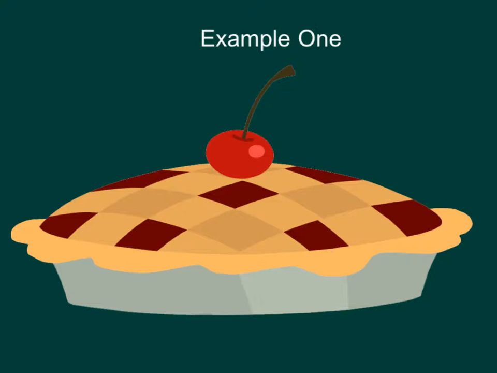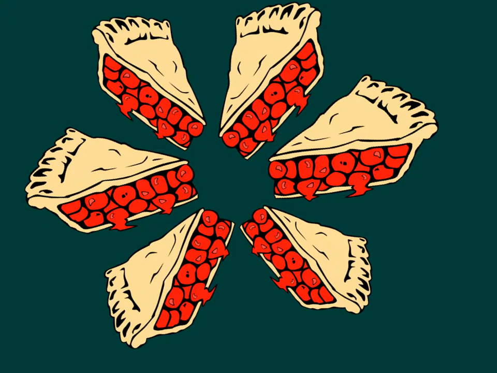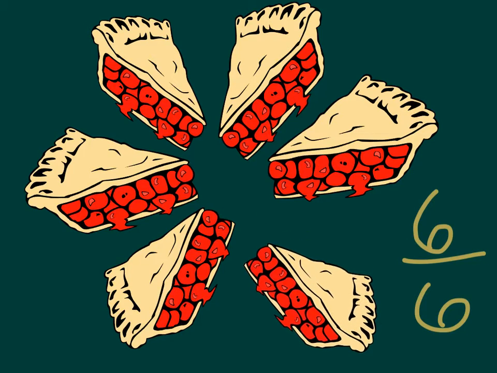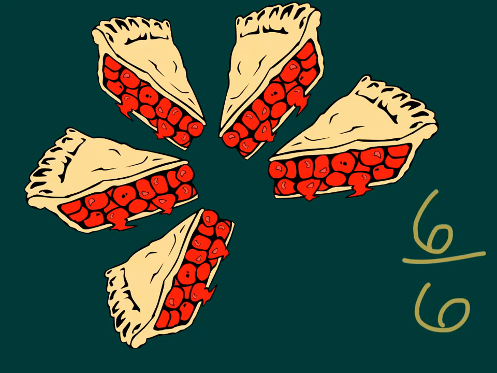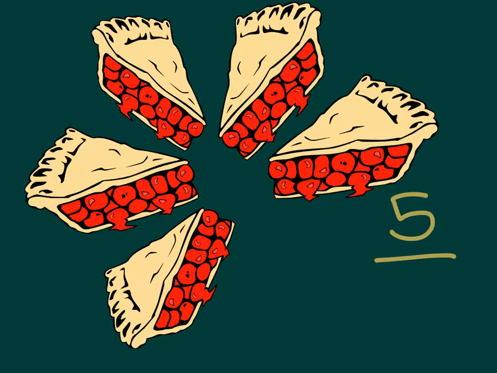If we have a whole pie, so if we were to cut this pie, we would be left with 6 equal slices of pie. That would represent the fraction 6 out of 6. Now, if someone came along and ate one of those pieces of pie, we would be left with a fraction that reads 5 out of 6, because now a piece is missing.